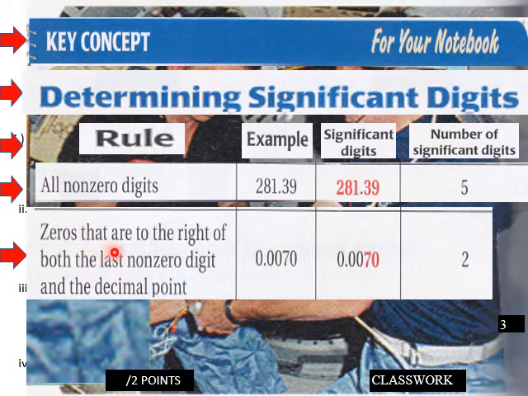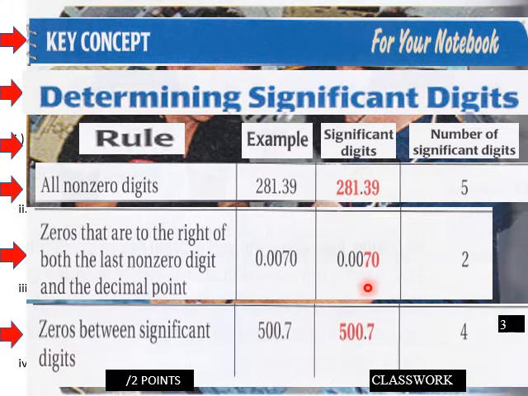So zeros that are to the right, here this is a rule, zeros that are to the right of both the last non-zero digit and the decimal point. So for example, we got 0.0070, so the significant digits would be the one that goes beyond the 0 that's beyond the 7 to show us how precise of a measurement we've attempted here. So the number of significant digits here would be 70 out here. We can see what's going on here, but the 7 and the 0 are what's really important.